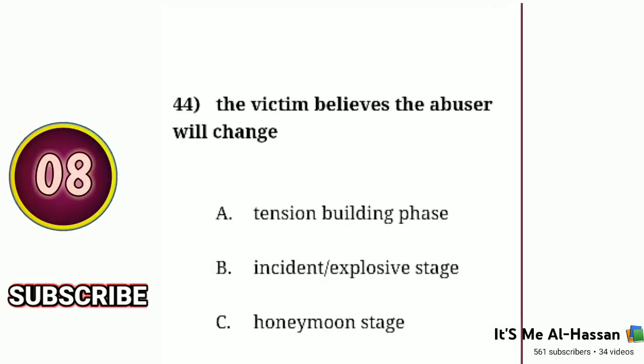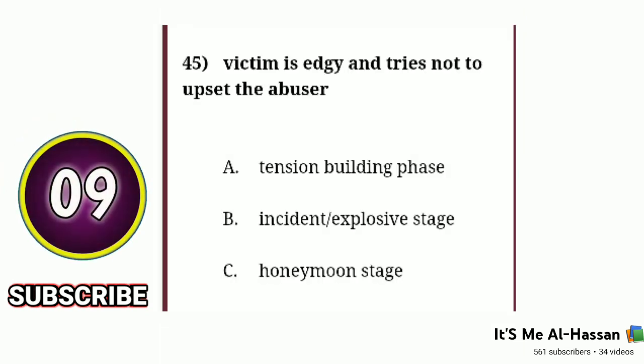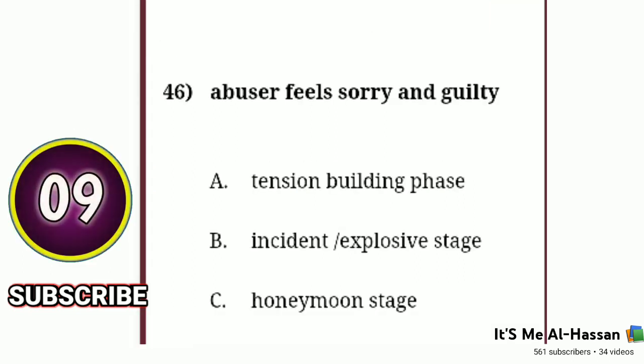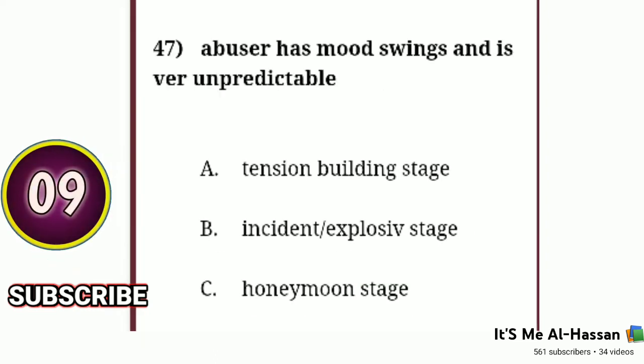44. The victim believes the abuser will change. 45. Victim is edgy and tries not to upset the abuser. 46. Abuser feels sorry and guilty. 47. Abuser has mood swings and is unpredictable.